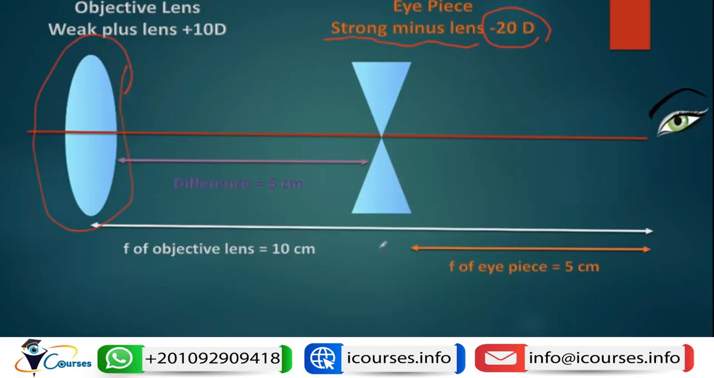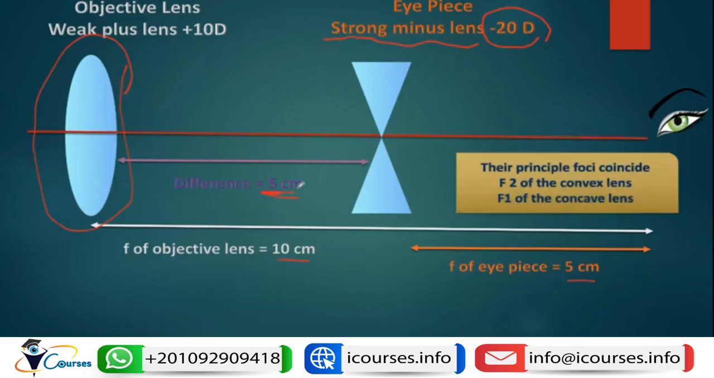So the length of this telescope will not be long, because this is the beginning of the telescope, or one end of the telescope, and this is the second end of the telescope. So the length of this telescope will be only 5 centimeters. Instead of being 15 centimeters, if we add the objective lens focal length and the eyepiece focal length, it will be only the difference between their focal lengths.